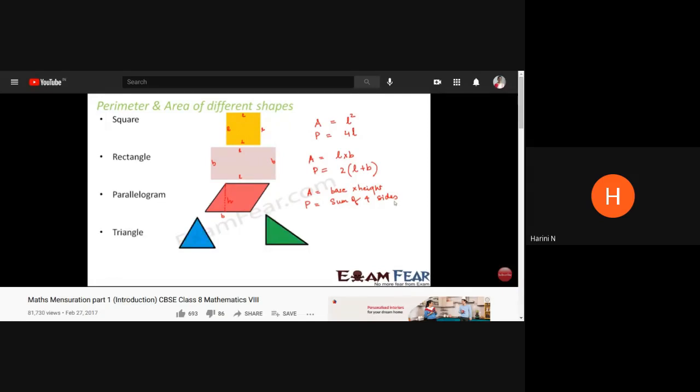A triangle. In case of a triangle, you have many different types: a scalene triangle, equilateral triangle, isosceles triangle, right angle triangle. But the generic formula to find the area of a triangle is half into base into height. Why is that? That's because you can always divide a parallelogram into 2 triangles.